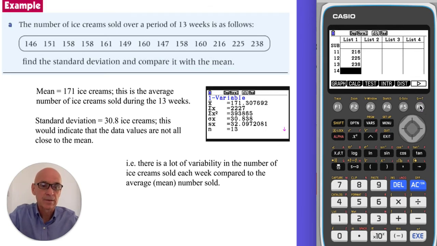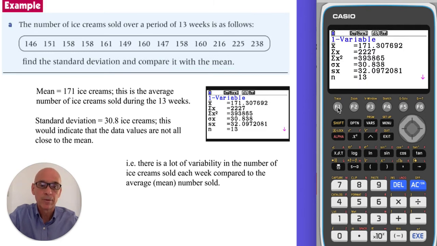F6, tab right, okay. F2, calculations, F1, 1 variable calculations. And you see the mean is 171.3, or 171 rounded to 3 significant figures. And if you look at the 4th item down, the standard deviation, 30.8 ice creams, which is quite a large number, indicating that there is a lot of variability in the number of ice creams sold each week compared to the average or the mean number sold.